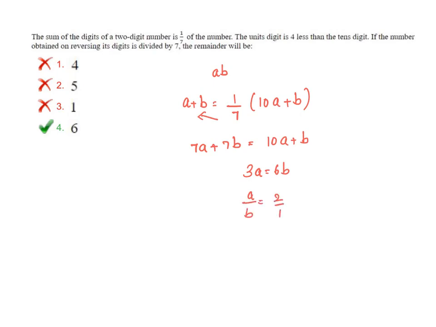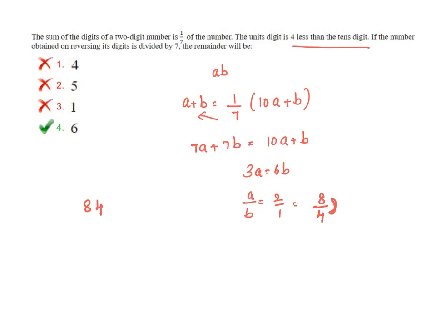It says the unit digit is 4 less than the tens digit. So the difference is 4 between the unit and tens digit. So I can take it as 8 and 4, so that the difference becomes 4. So the number is 84, where the unit digit is 4 less than the tens digit.